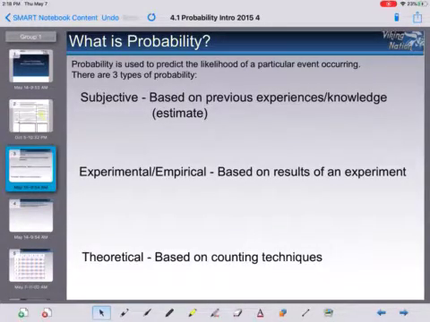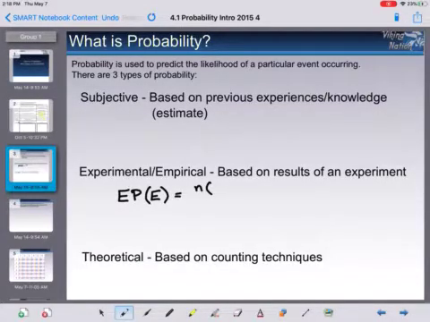Experimental or empirical probability is based on the results of an experiment. So flipping the coins, for example, if he did the 100 trials and he got 2 tails 30 times, his experimental probability would be 30 out of 100. So in this case, the formula for this would be: the experimental probability of a particular event occurring is the number of ways for that particular event to occur over the number of total trials.